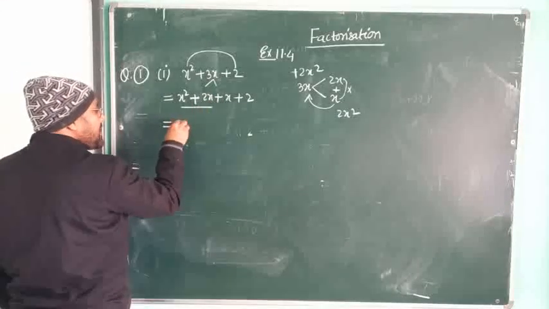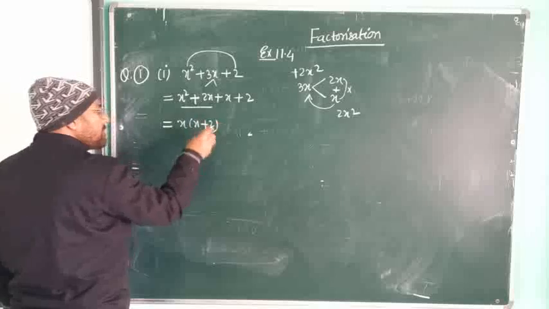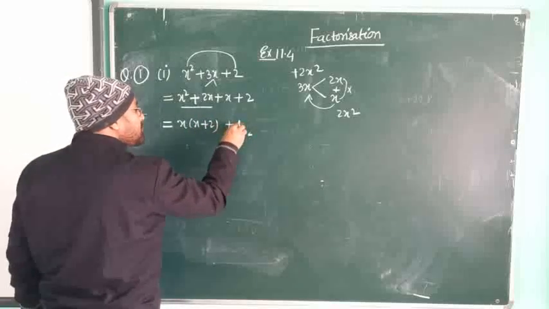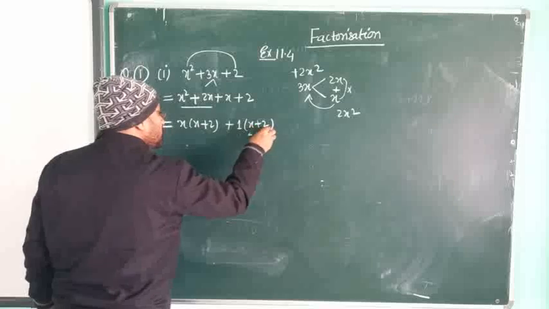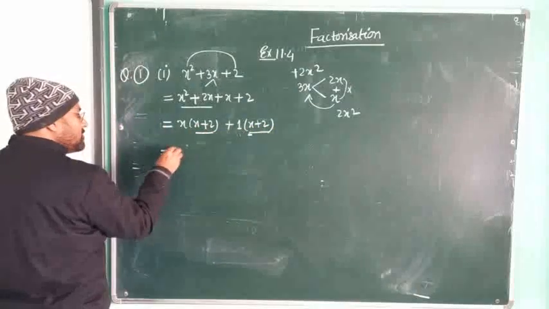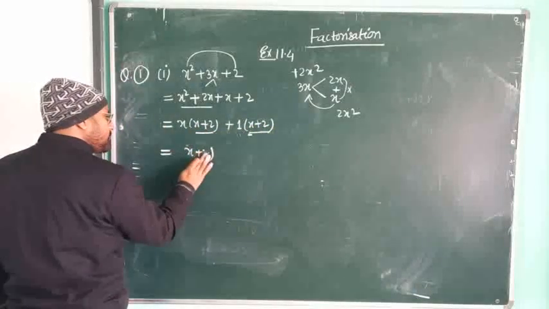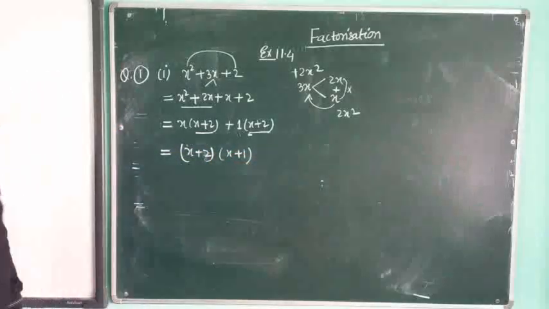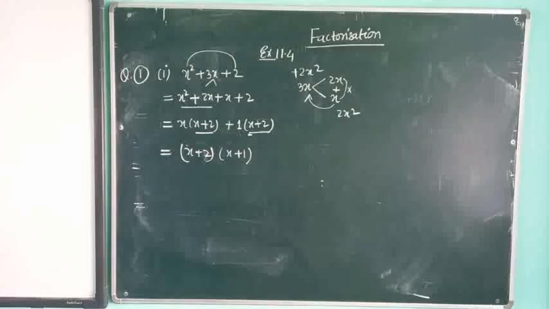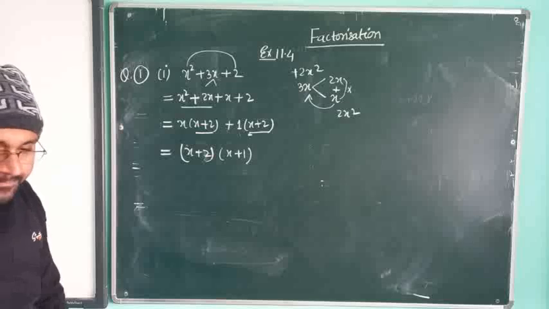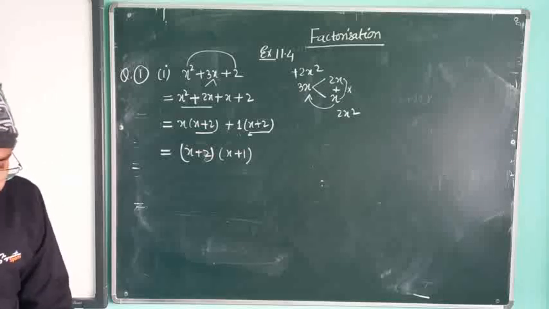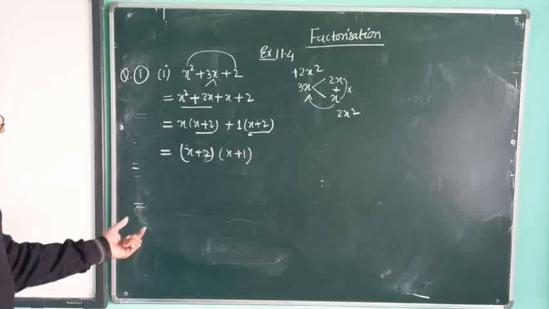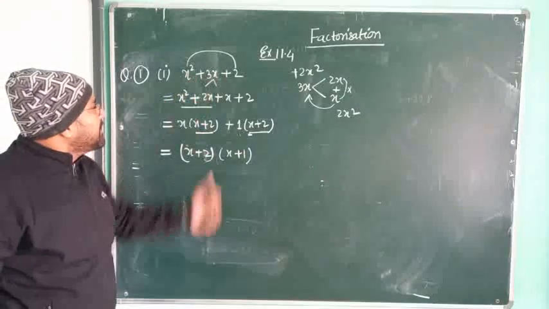So here we take x as common, so x plus 2, and then here nothing is common, it means that 1 is common, x plus 2. x plus 2 is common in all, so x plus 2, and in another bracket x plus 1. So this is the easiest way to do this type of question, which is based on factorization by breaking up the middle term.